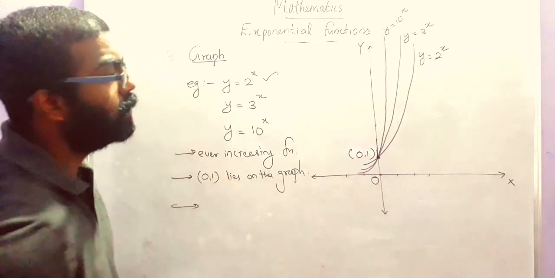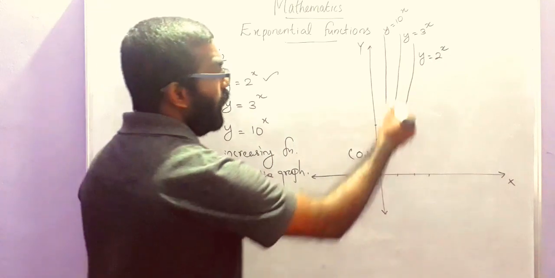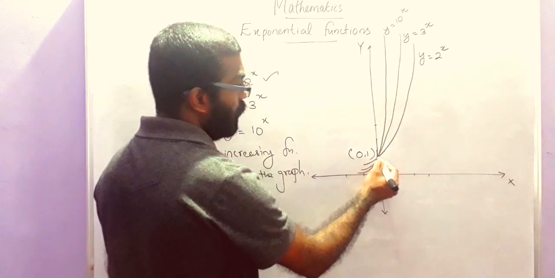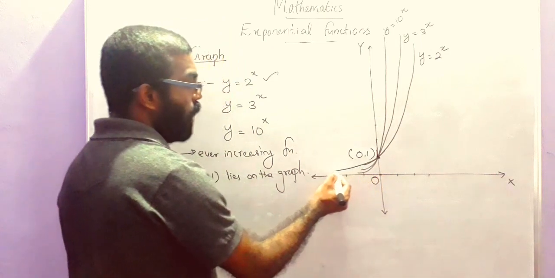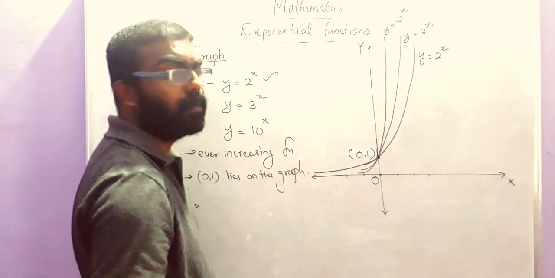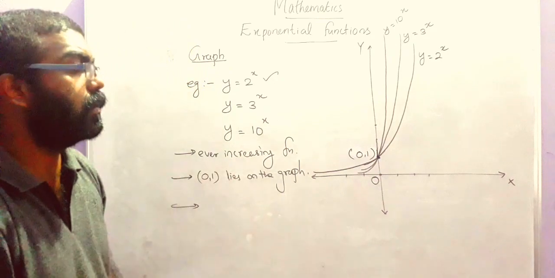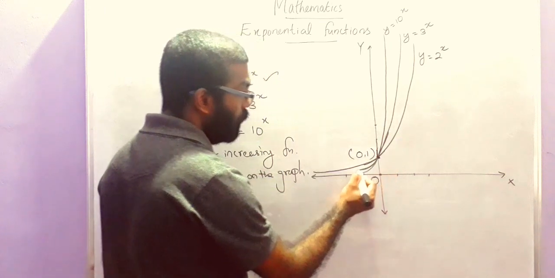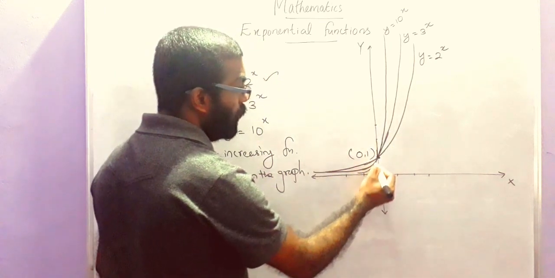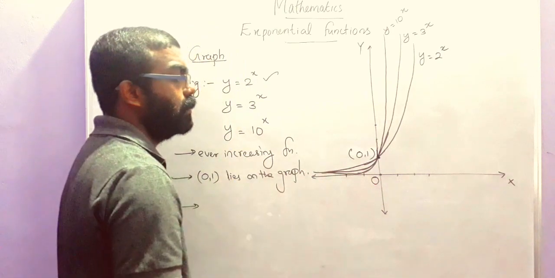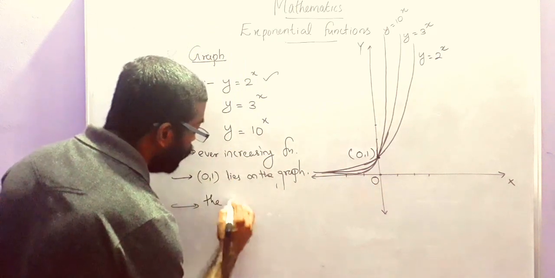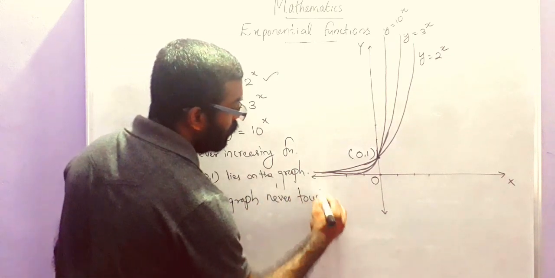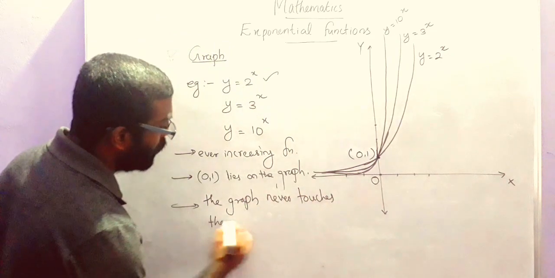And the third one is, if we extend the graph into the second quadrant, that means if I extend this one, the curve approaches the x-axis but doesn't touch it. Here also, if we extend, it looks like this. It doesn't touch the x-axis. So the graph never touches the x-axis.